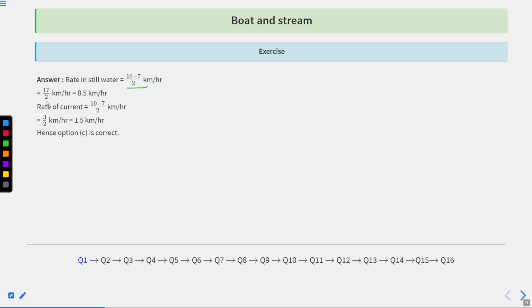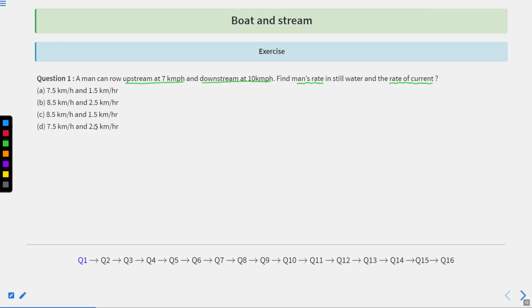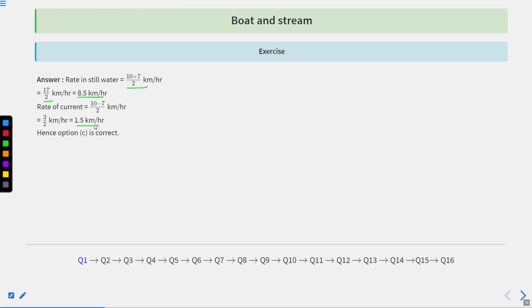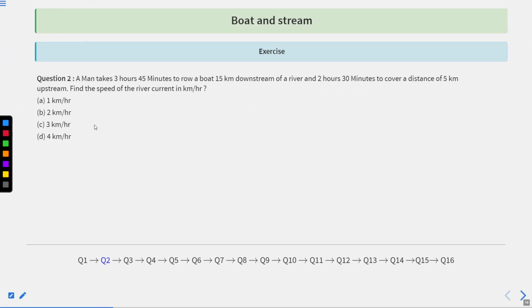So we will have 17 upon 2, that is 8.5 kilometer per hour. And the rate of the current is (10 minus 7) upon 2 kilometer per hour, so it is 1.5 kilometer per hour. So in the first case, we added up the speed of upstream and downstream to obtain the still water speed. And in the second case, to obtain the rate of current, we took the difference and divided by 2.